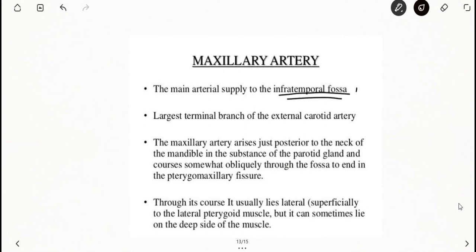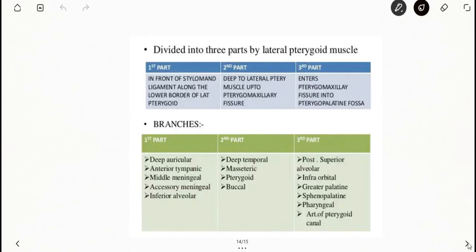The maxillary artery, the main arterial supply, is to the infratemporal fossa. It is the largest terminal branch of external carotid artery. The maxillary artery arises just posterior to neck of mandible in substance of parotid gland. So it lies lateral to the lateral pterygoid muscle. It is divided into three parts by the lateral pterygoid muscle: first part, second part and third part.